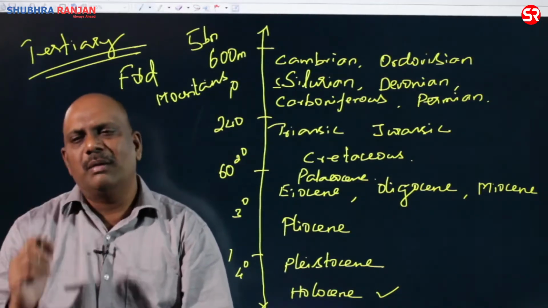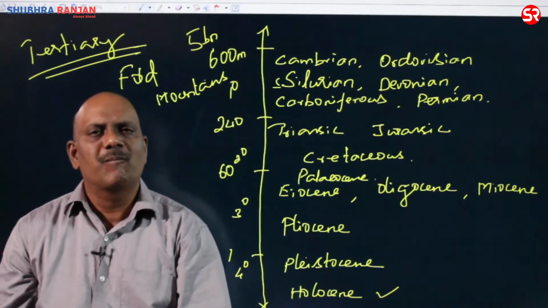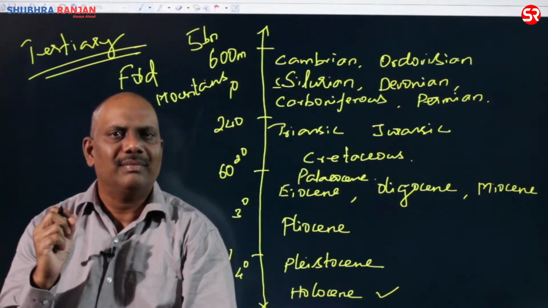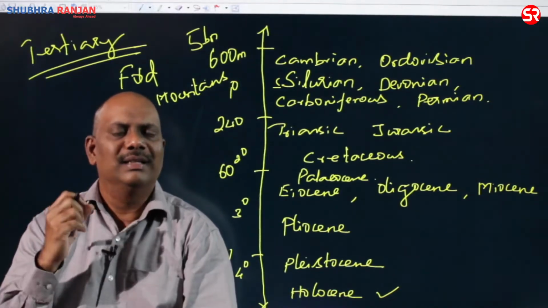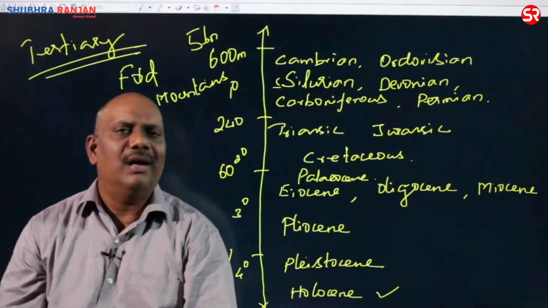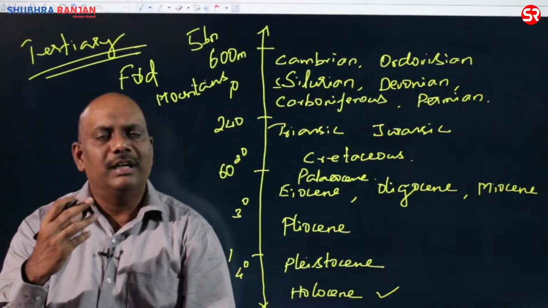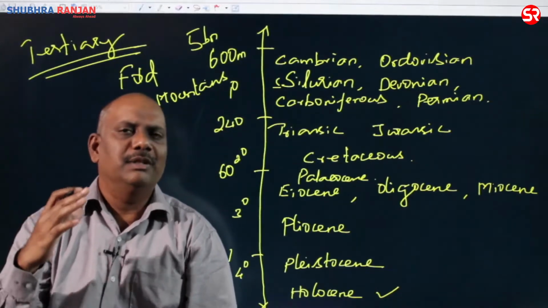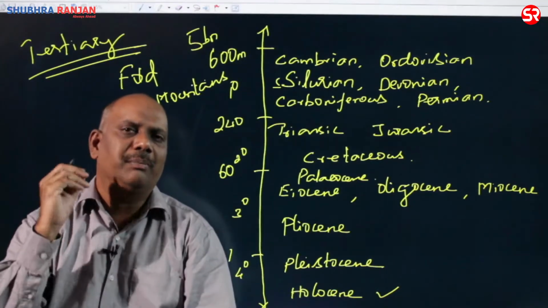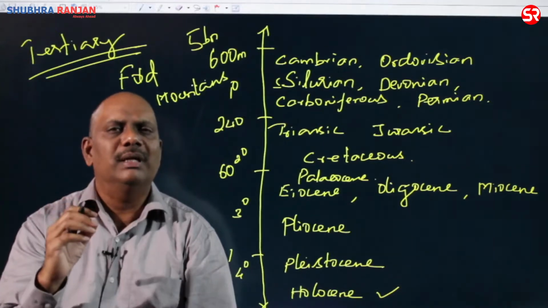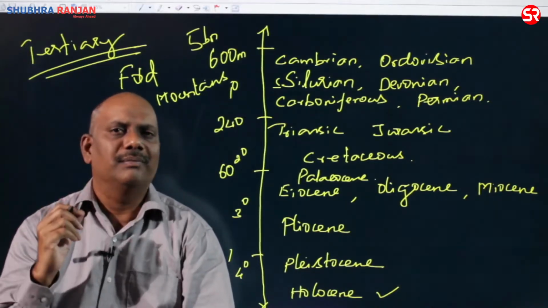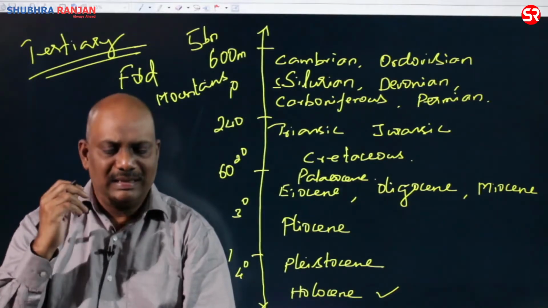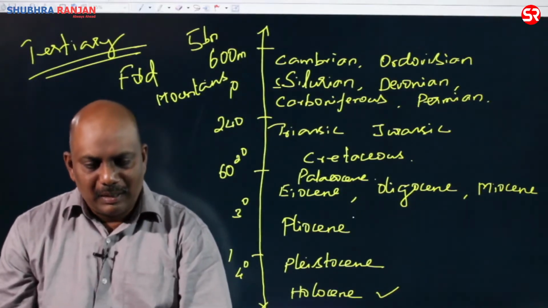Can you tell me some examples of fold mountains on earth? Himalayas, that is a fold mountain. The Rockies, the Andes mountains, the Alps, these all are examples of Tertiary fold mountains. That means the folded mountains which originated during the Tertiary period. All these mountains are very tall and lofty.